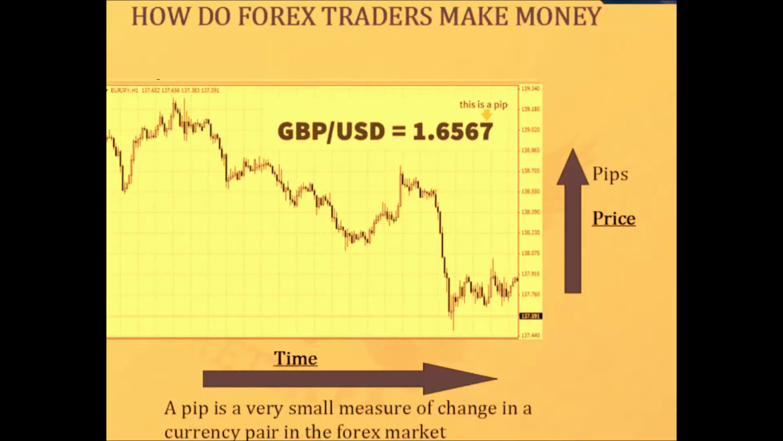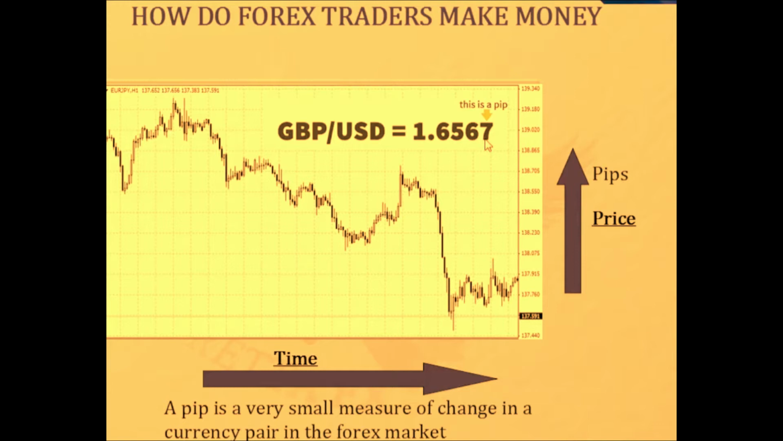Now here we have a trading chart, and as you can see, Forex trading is really trading price over time, and we use pips to calculate our profits. A pip is really just a very small measure of change in a currency pair in the Forex market. So here we have a pip.